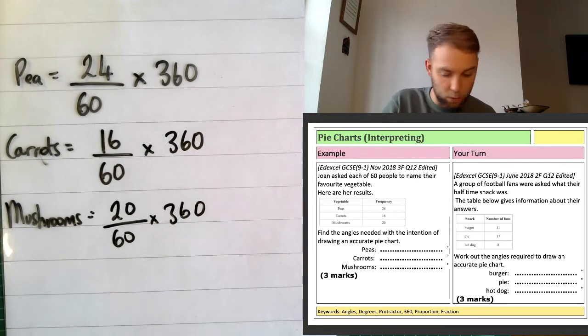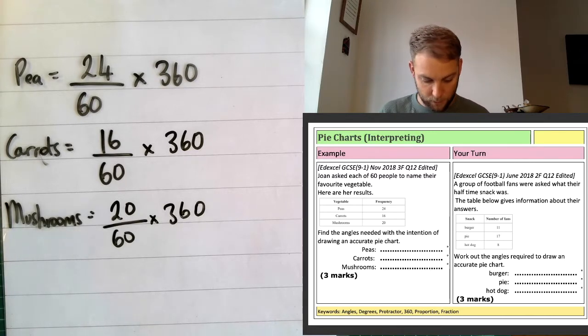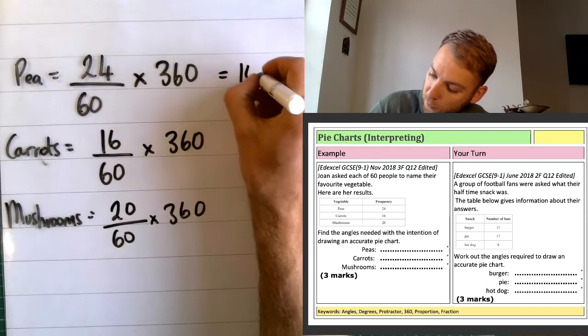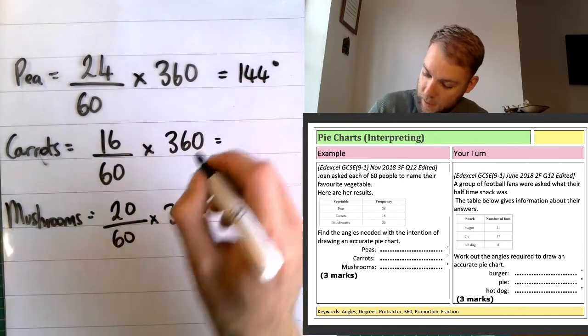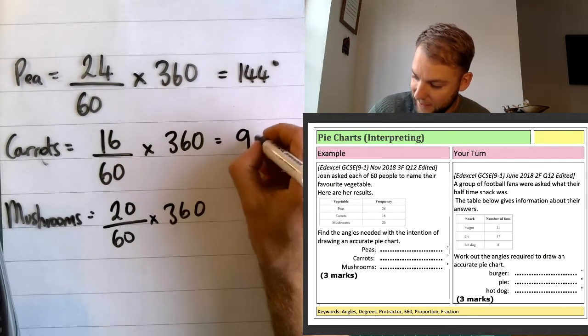So let's work out what all of them are. I'm going to put these straight into my calculator. Notice this is on paper 3, so it was on a calculator paper. So it's going to be 24 over 60 times by 360, which in this case is equal to 144. This next one is going to be 16 over 60 times by 360, which is equal to 96.